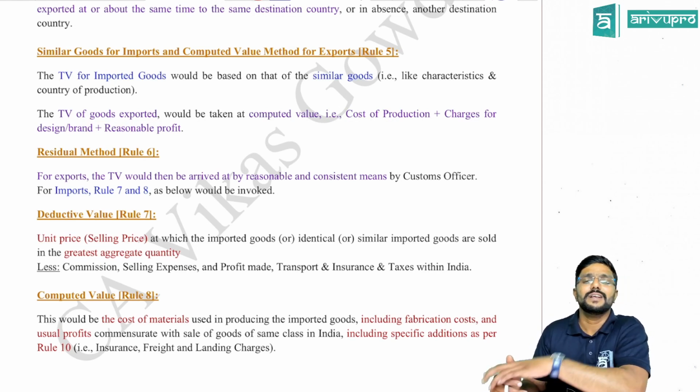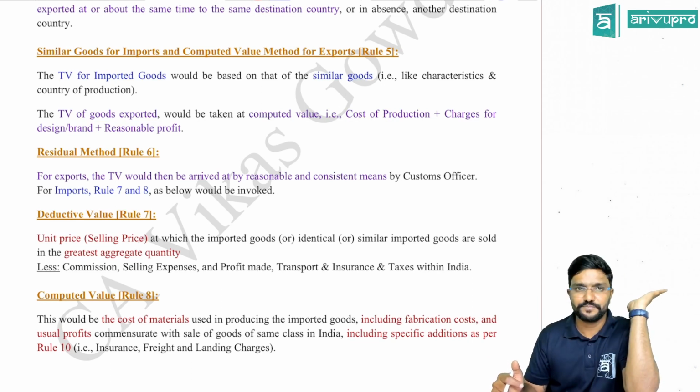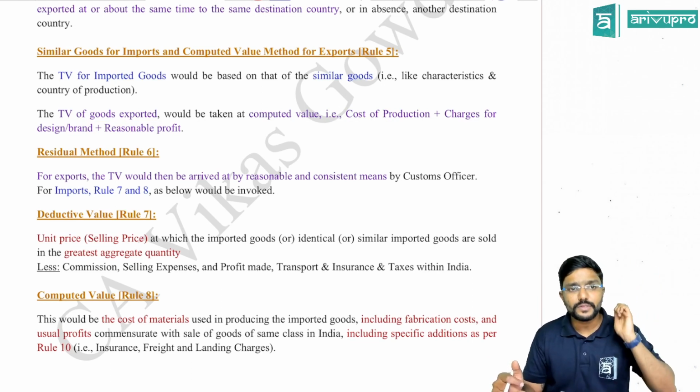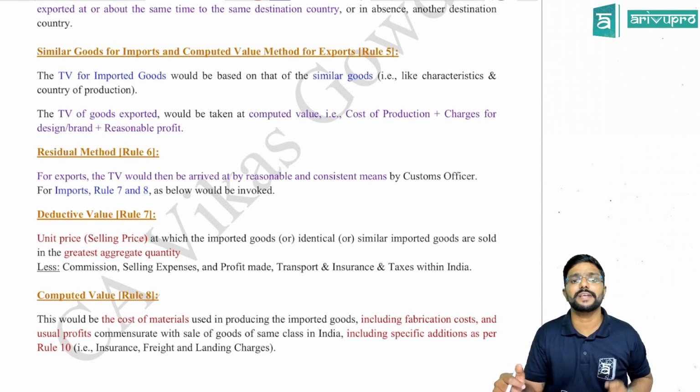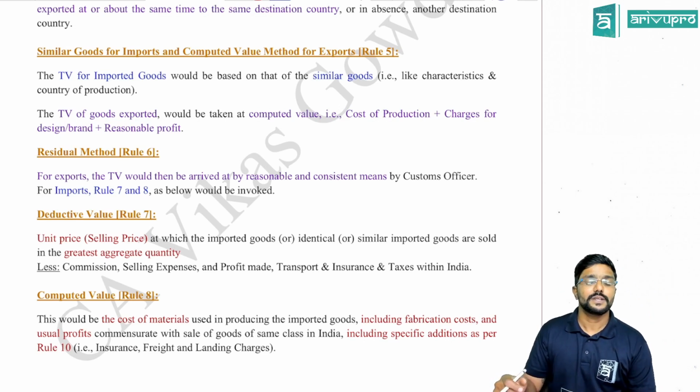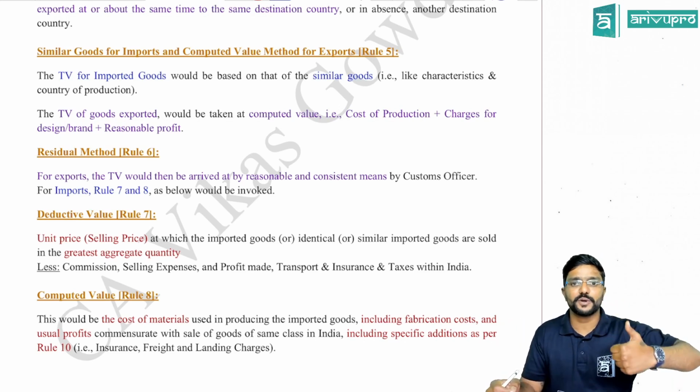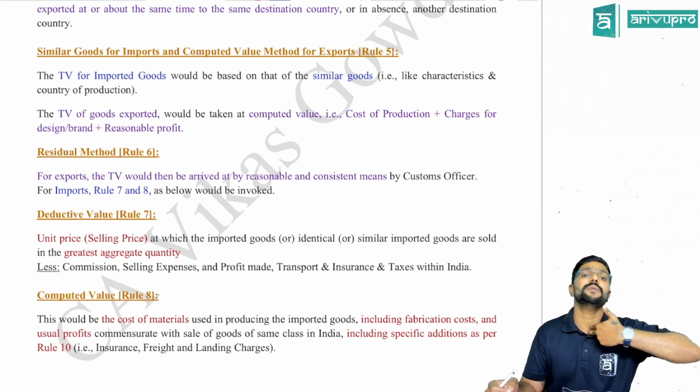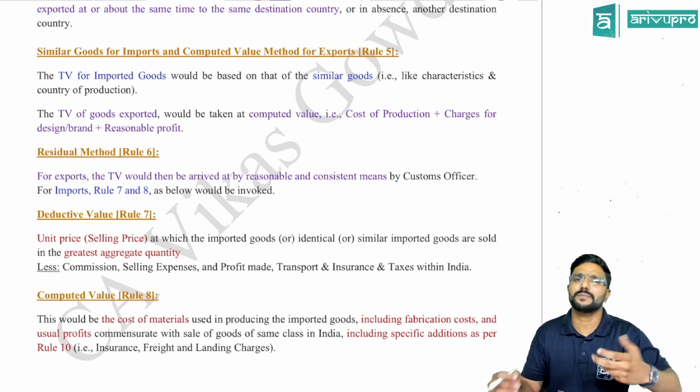Similar goods are almost the same but not exactly the same. There are some differences. The transaction value of imported goods would be based on similar goods, like characteristics and country of production. Whereas in the case of goods exported, we will take the computed value, which is nothing but if it is produced in India, take the cost of production plus any other cost you have incurred plus the profit I am willing to make as an exporter.